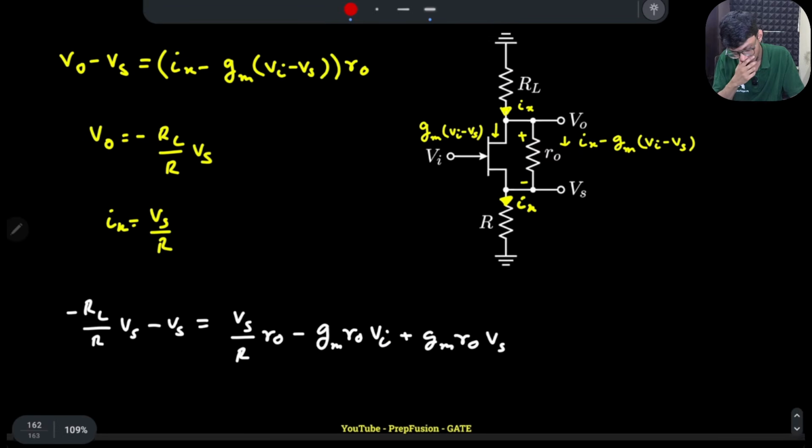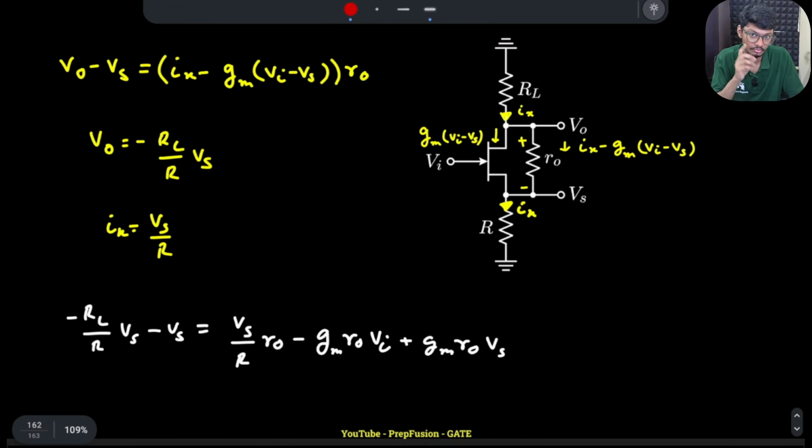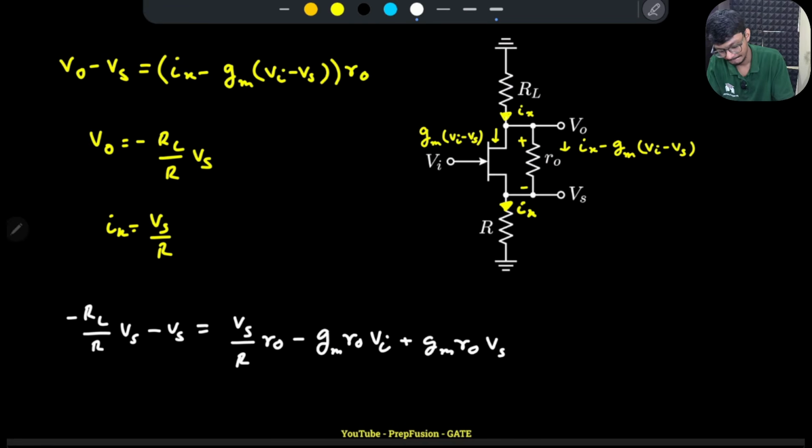Now, before leaving, I just want you to solve for the case, what will be my Rout? If I am finding my output impedance from this Vo node and my output impedance from this Vs node, what will be the expression of Rout? I want you to solve that and put it in the comments below.